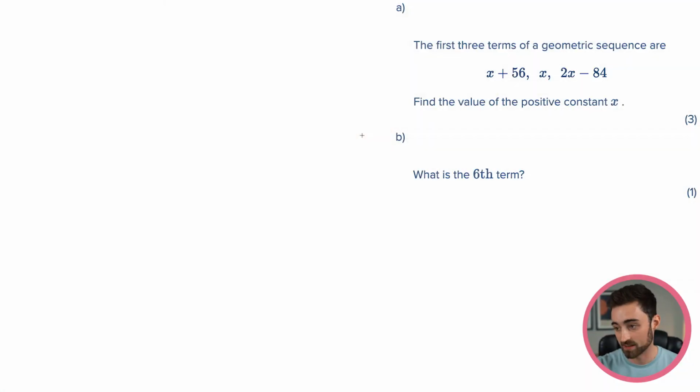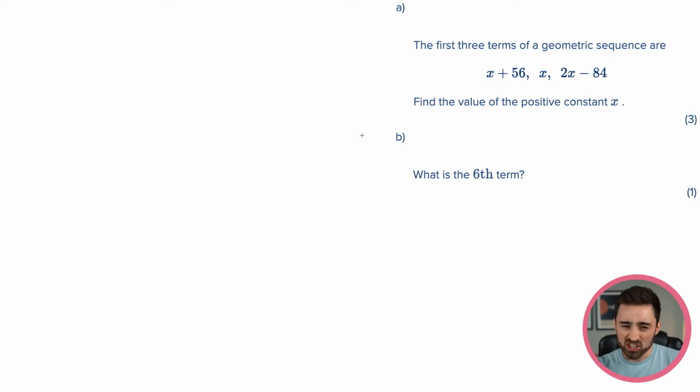What I've done is I have grabbed a question from the sequences section of algebra. So let's give it a read. It says, the first three terms of a geometric sequence are x plus 56, x and 2x minus 84. Find the value of the positive constant x.